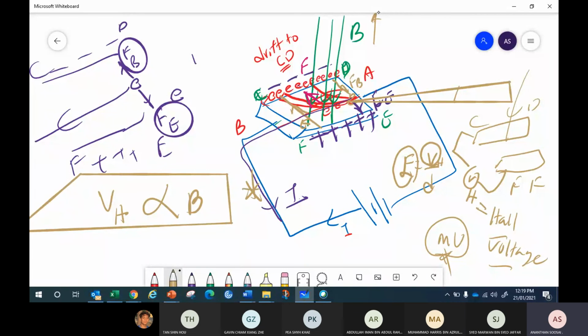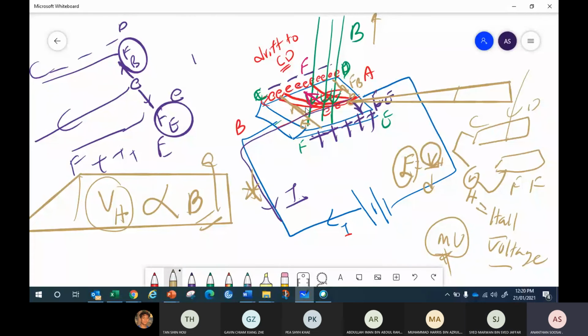We're going to prove this. This derivation we have to know. That's in a few minutes' time. The greater the Hall voltage means the greater the B. So from the Hall voltage we can calculate the B. Okay, but try to understand the concept.